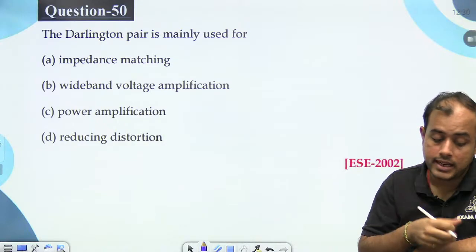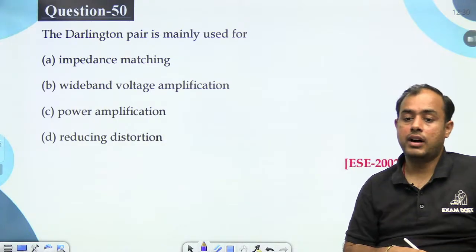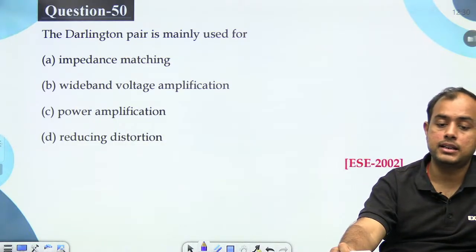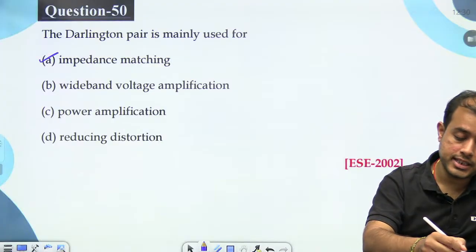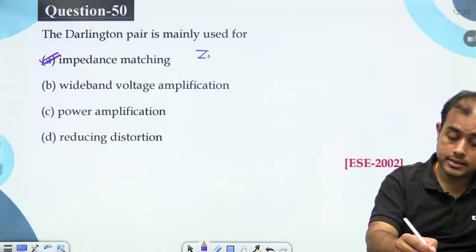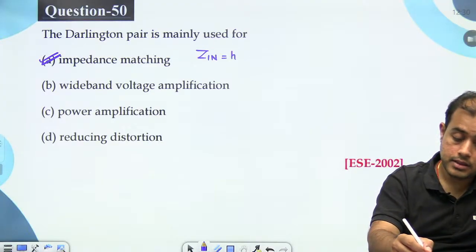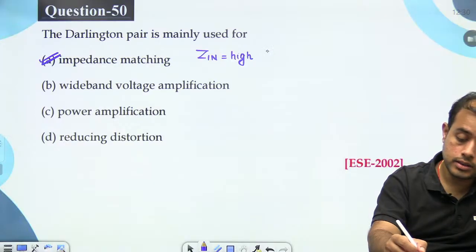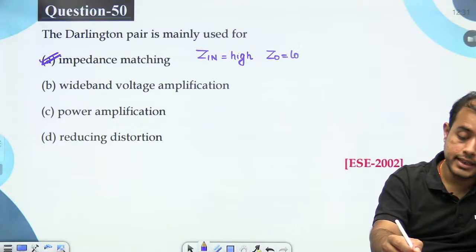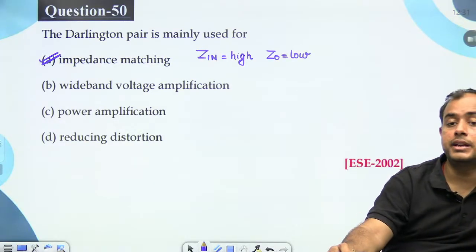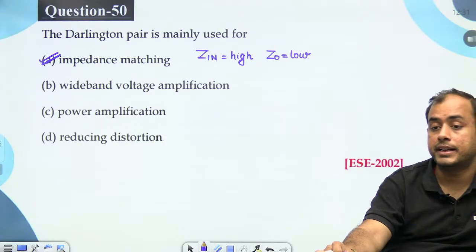Darlington pair is mainly used for, why do you use a Darlington pair? Impedance matching. Zin is high, Z0 is low. So basically it is used for impedance matching between a high and a low impedance.